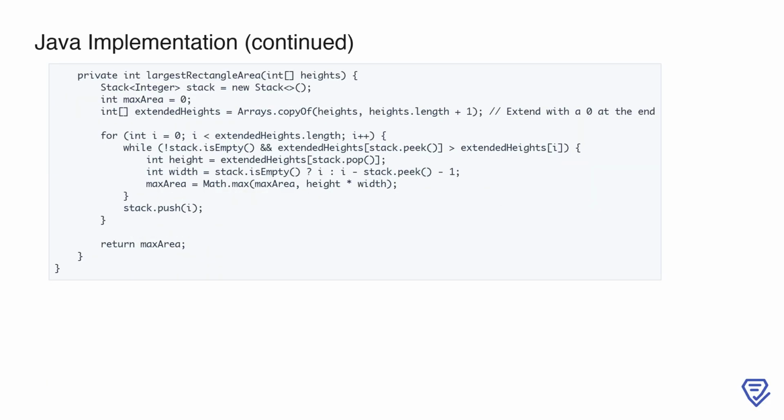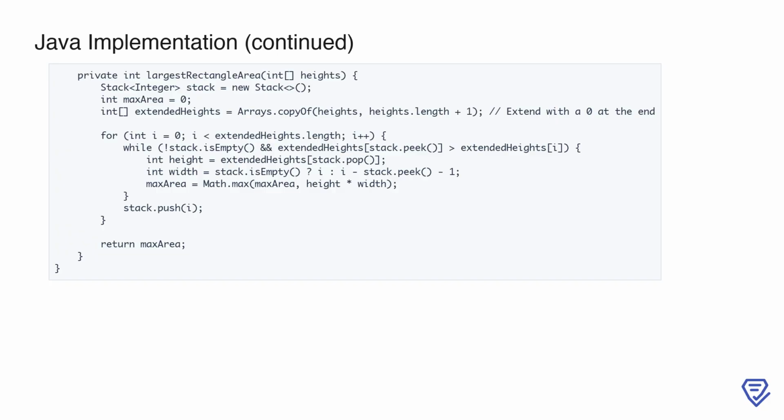The helper method largest rectangle area is responsible for finding the largest rectangle area in a histogram represented by the heights array. To make calculations easier, we extend the heights array by adding a 0 at the end, ensuring that all bars are eventually processed. We use a stack to keep track of indices of histogram bars in increasing order of their height. As we iterate through the extended heights, we check if the current bar height is less than the height of the bar at the index stored on top of the stack. If it is, we pop the stack, calculate the rectangle area using the popped height as the smallest bar, and update max area if the new area is larger.